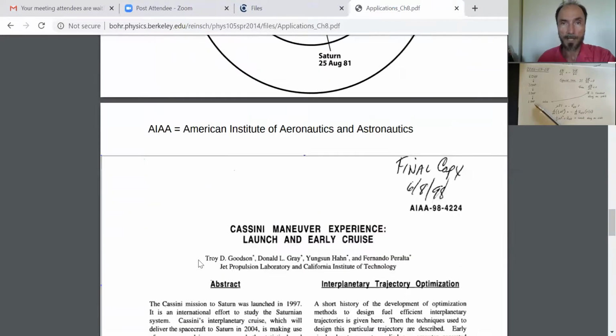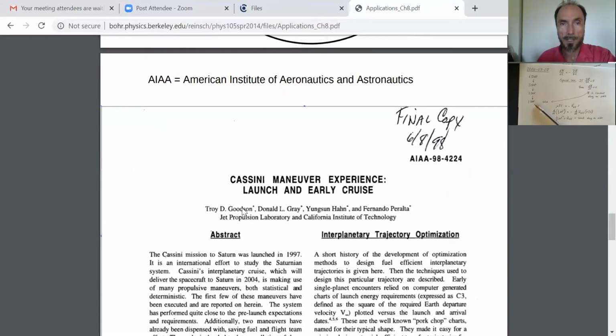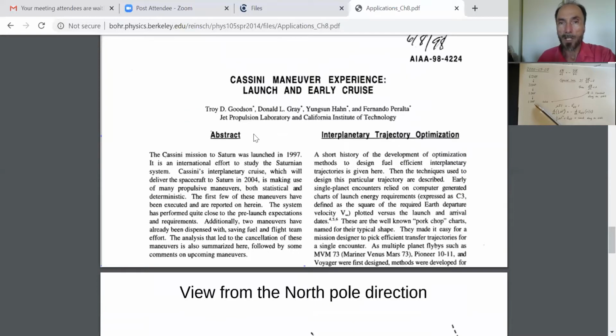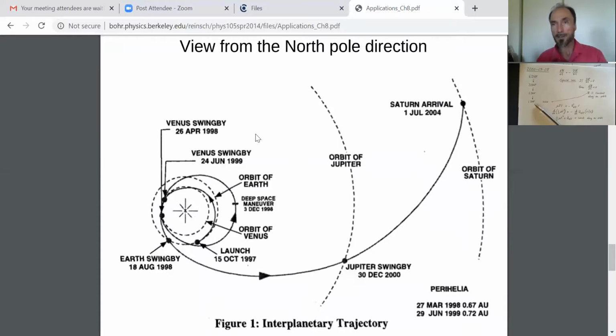Now, this is an important document here. Let's talk about the authors: Troy Goodson, Donald Gray, Jung-Sun Han, and Fernando Peralta. This was back in 1998, Jet Propulsion Laboratory, Caltech. Wonderful place, I went to a conference there some years ago, lots of fascinating stuff going on. And we're going to analyze, this is a different mission now, this is Cassini. How do you analyze the accuracy of the trajectory, and how do you make corrections?